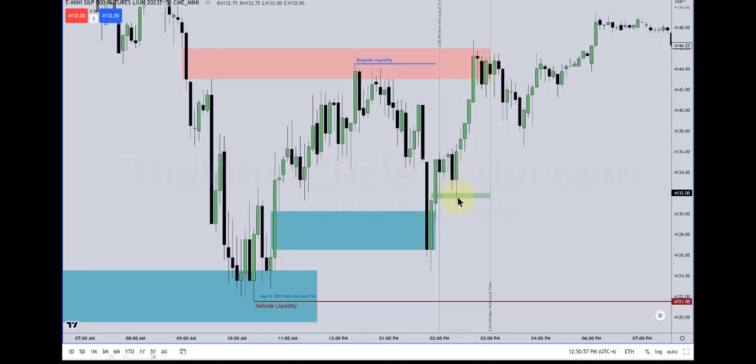So this entry here is a high probability condition that lends well to a run into inefficiency in the premium and to take buy side out as well. So that is a very handsome run there, trading between 2 o'clock and 3 o'clock.